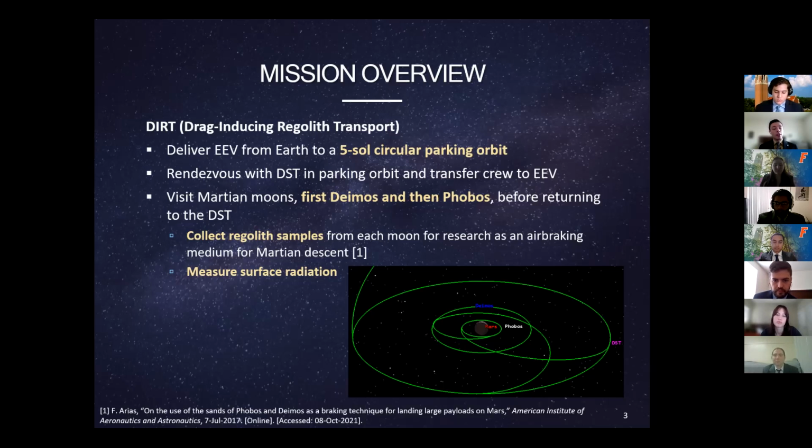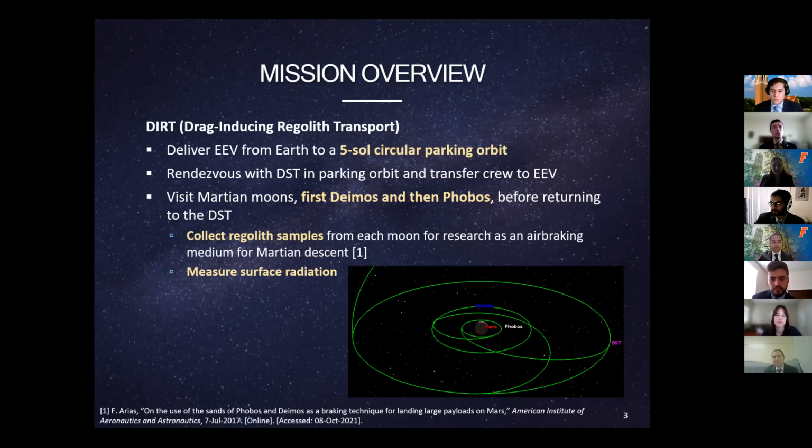So we have 2 primary experiments or collections on the 2 moons, and we'll be doing it on each of the 2 moons. So the first is to collect samples of regolith, or the dirt on the surface of the moons. Sort of the rationale behind this is that there's been some interest and some conceptual research into the use of this regolith as an air braking medium for future missions to Mars, which we're looking to support with this mission.